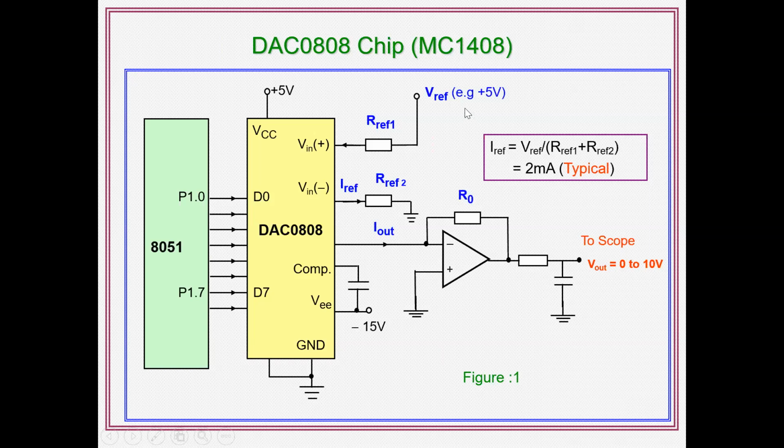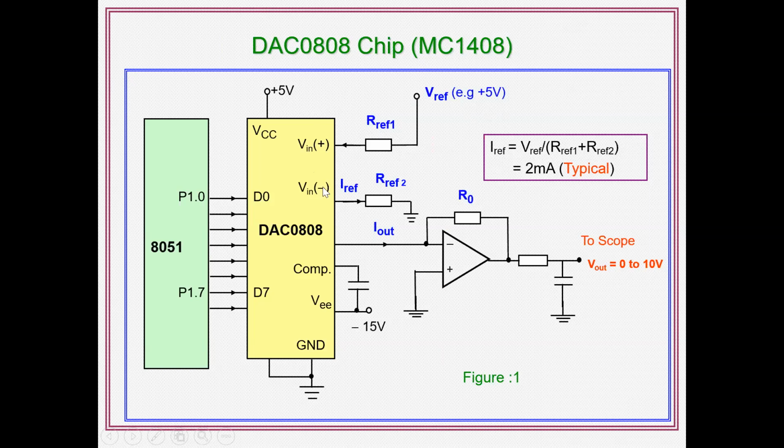Assume that V reference is 5 volts. Here the reference is current, not voltage. Then I reference equals V reference, that is 5 volts, divided by reference 1 plus reference 2. So if both are equivalent to 2.5 kilo ohms, then the total reference current is 2 milliamperes.